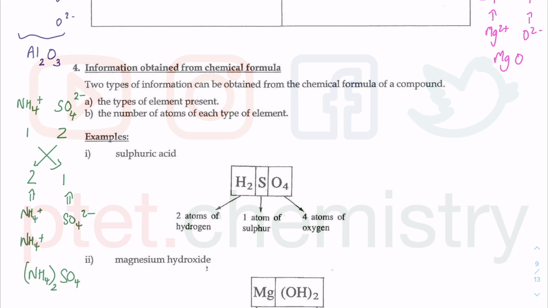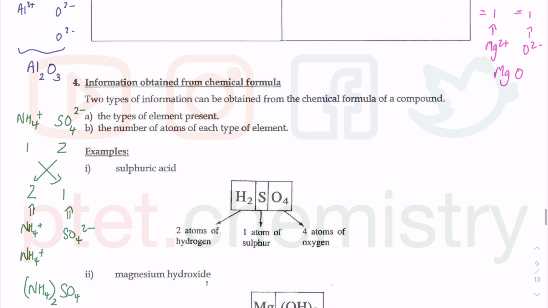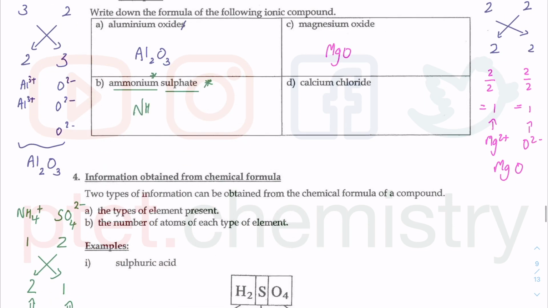Okay, (NH4)2SO4. This is pronounced as NH4 twice, and then SO4. So from that table of ions, you can come up with thousands and thousands of combinations, because you know the most basic stuff, therefore you can do more complicated stuff. Last but not least, calcium chloride.